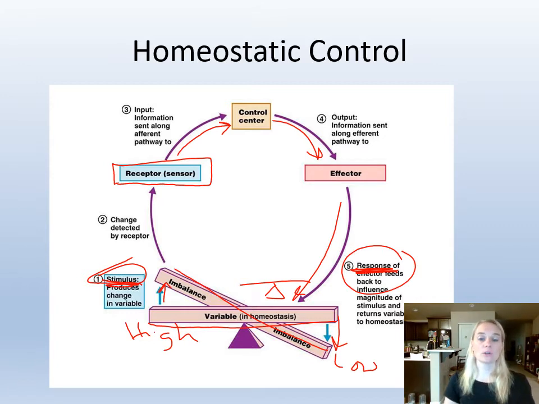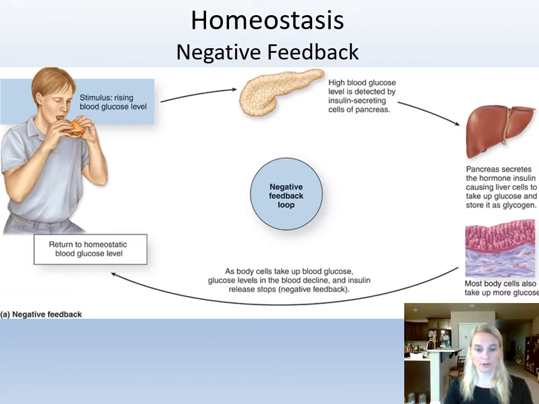All right, so there's a couple mechanisms that our body uses to maintain homeostasis. They're called negative feedback and positive feedback. The majority of your homeostatic mechanisms are regulated by negative feedback. There's only a few examples of positive feedback, but we'll talk about all kinds of examples. So we're going to talk about negative feedback first. For negative feedback, I'm going to focus on blood glucose levels.